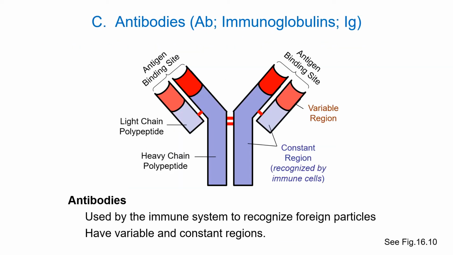The next characters are these things called antibodies. So antibodies, notice I might abbreviate them as AB. They're also called immunoglobulins. Globulin is a type of protein, and immuno means part of the immune system. These are also abbreviated as IG. So both of these mean antibodies or immunoglobulins.